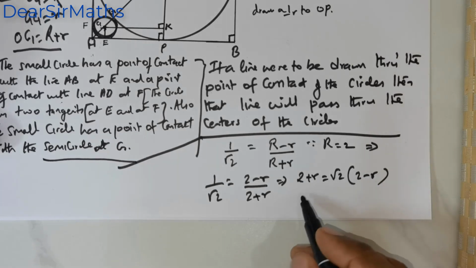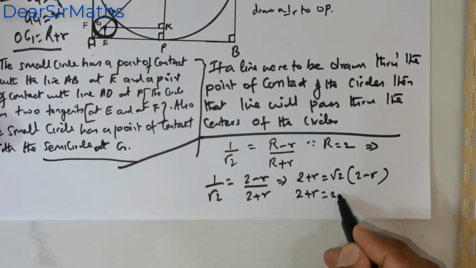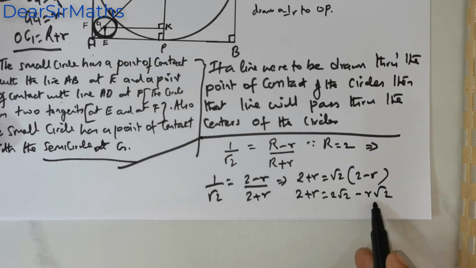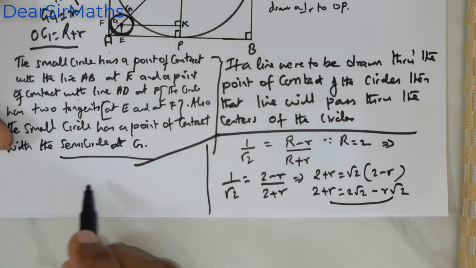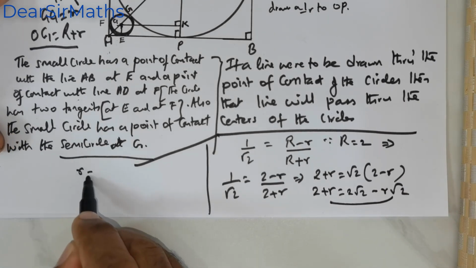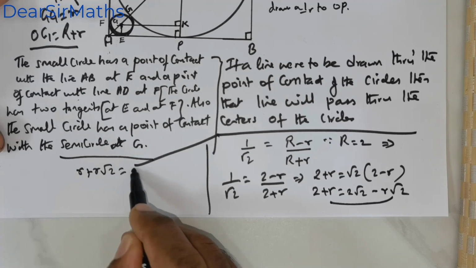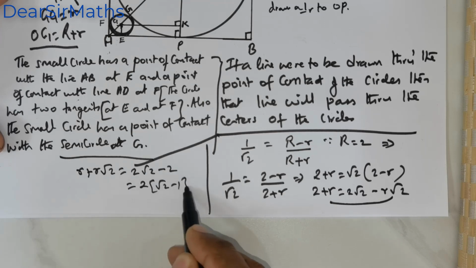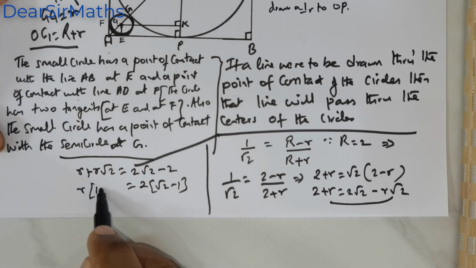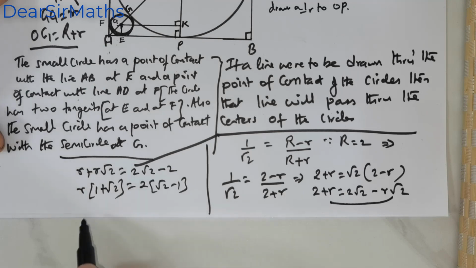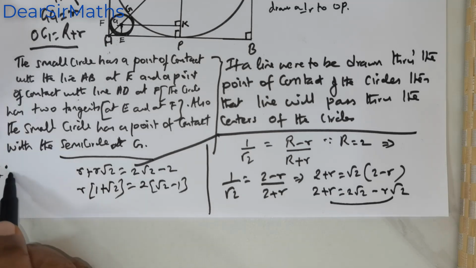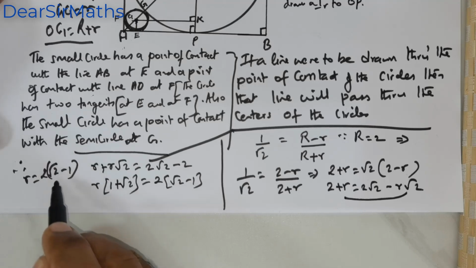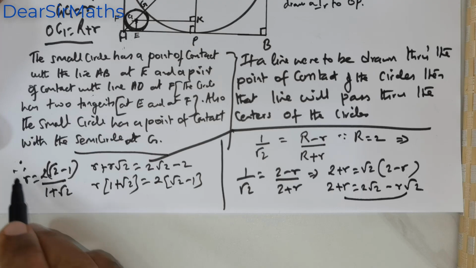We need to get r. So 2 positive r is equal to 2 times root of 2 negative r times root of 2. So bring this to this side, push that to the other side. I'm utilizing this space. So r positive r times root of 2 is equal to 2 times root of 2 minus 2. You can take 2 out. So it's going to be root of 2 minus 1. Over here you take r out. It's going to be 1 positive root of 2. So therefore what is the value of r? So I'm writing it down here. r is equal to 2 times root of 2 minus 1 divided by 1 positive root of 2.